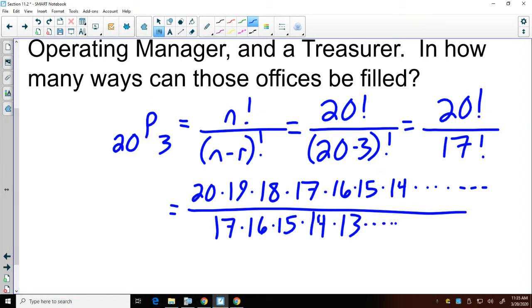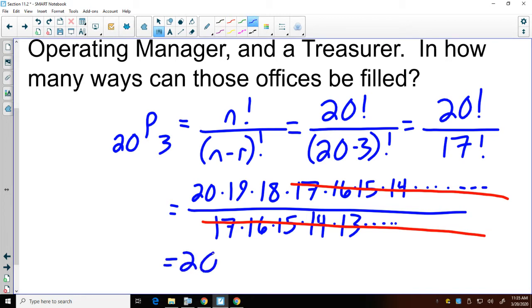If you notice, there are some things in common from top to bottom. The 17 times the 16, 15, 14, all the way down will actually cancel with the 17 times the 16, the 15, the 14, all the way down there. As you know from intermediate algebra or college algebra, this is what we call simplifying the fraction. These are common pieces from top to bottom, and we can take them out. So to get our answer, really all we have to do is take 20 times 19 times 18. And again, this is what your calculator is doing behind the scenes.